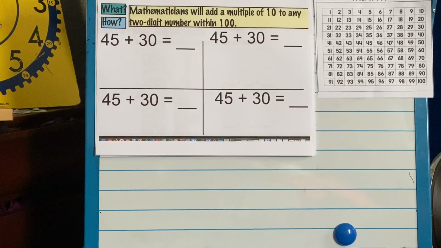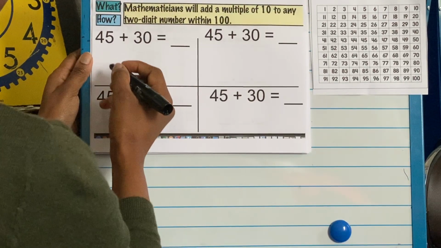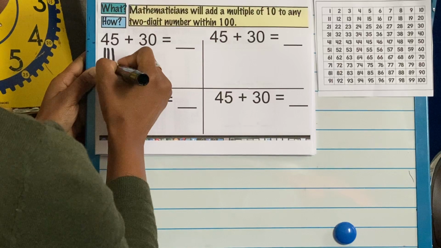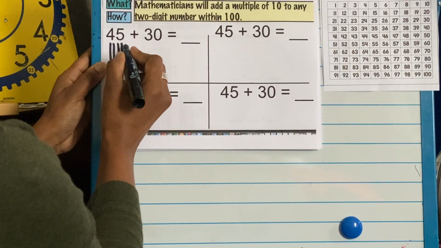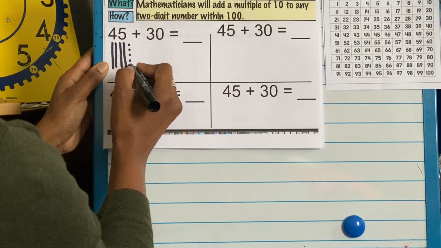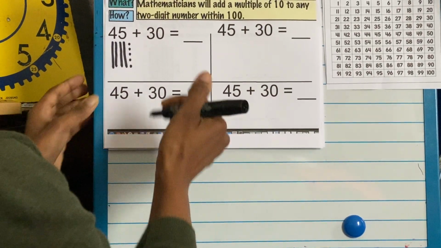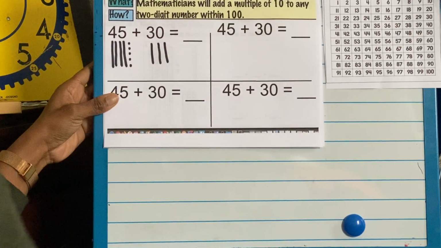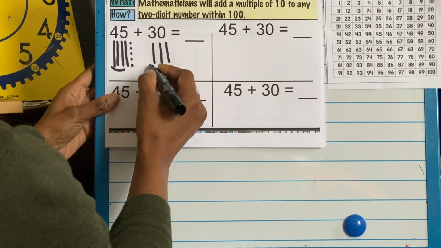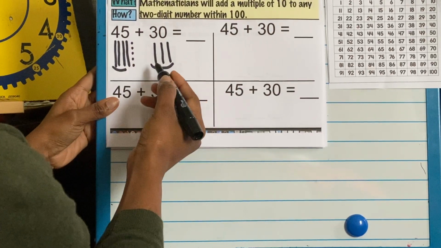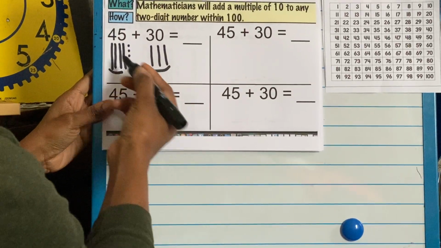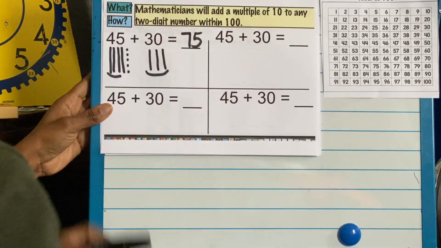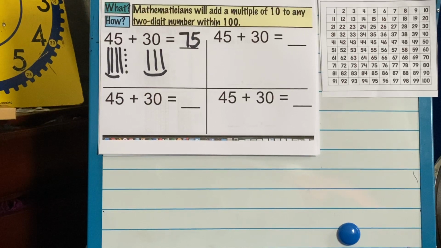We can easily do a quick 10, right? So we have 10, 20, 30, 40, 41, 42, 43, 44, 45. We also have plus 30, 1 ten, 20, 30. So we can just easily add the tens, right? So we have 4 tens plus 3 tens gives us 7 tens plus 5 gives us 75. That's one way, using quick tens.